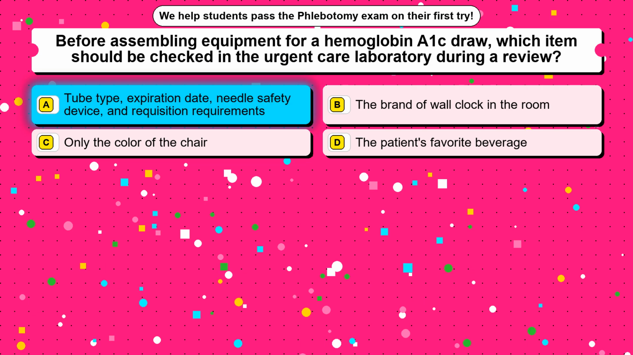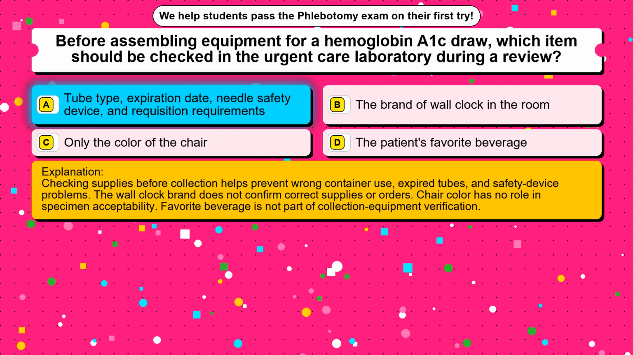The correct answer is option A. Tube type, expiration date, needle safety device, and requisition requirements. Checking supplies before collection helps prevent wrong container use, expired tubes, and safety device problems. The wall clock brand does not confirm correct supplies or orders. Chair color has no role in specimen acceptability. Favorite beverage is not part of collection equipment verification.